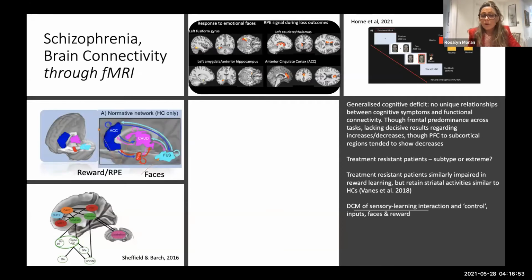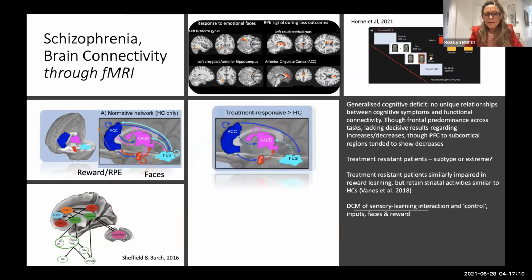And we found a normative network that had very strong connections, particularly from the ACC to all the subcortical and cortical regions, and also reciprocal feed-forward connectivity from these regions into the ACC. And interestingly, when we looked at the treatment responsive patients, what we found was consistent with the literature, this sort of enhanced drop off of the ACC. So the ACC doesn't really stay in the game when you're looking at these faces and making rewards.